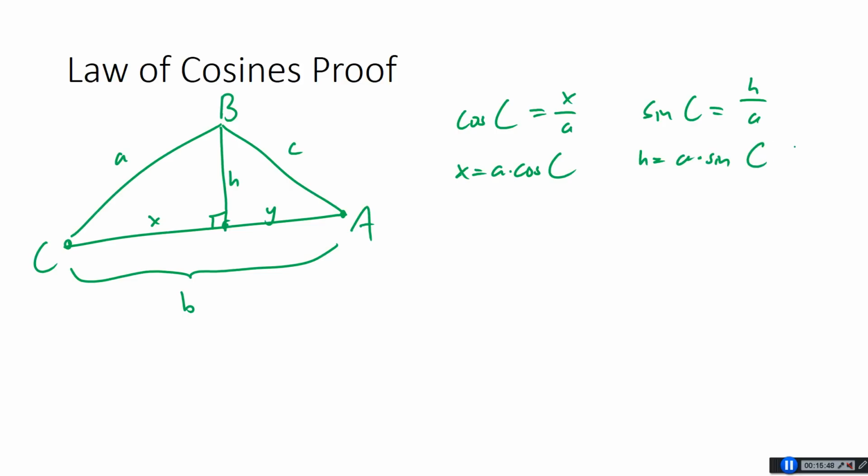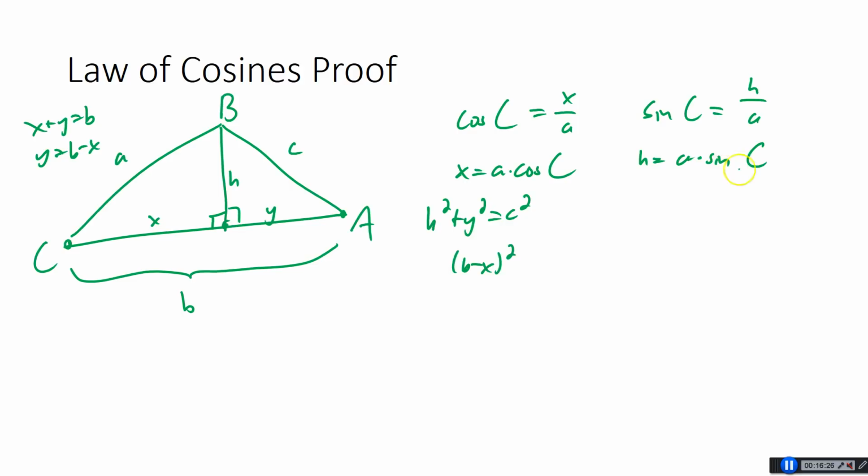Okay? So now I'm going to use the Pythagorean theorem on the right side of this right triangle here. So I'm going to have H squared plus Y squared is equal to C squared. This is going to be the basis for our proof, for being able to derive this theorem. Now I'm going to plug in some things that I know. For Y, I could set up an equation here, right? X plus Y is equal to B. So if X plus Y is equal to B, that means that Y is equal to B minus X. So I'm going to replace that Y with B minus X.